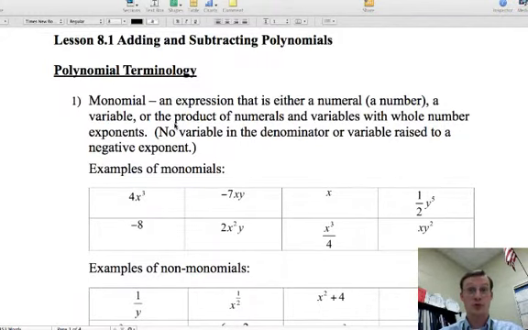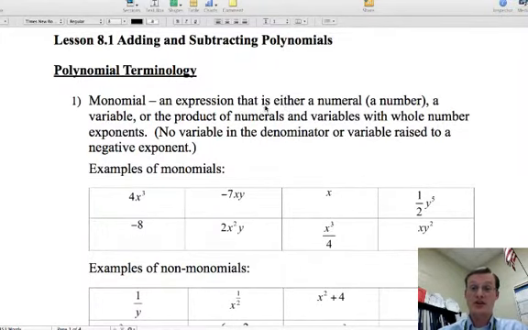That's right, monomial. So what exactly is it? Well, it's an expression. You have a number, a variable, or a product, a combination of the two. But what you do not have is any variable in the denominator. You don't have any negative exponents or fractional exponents.